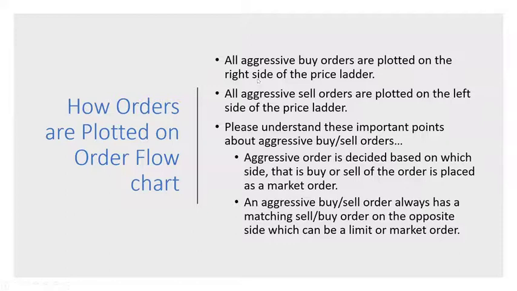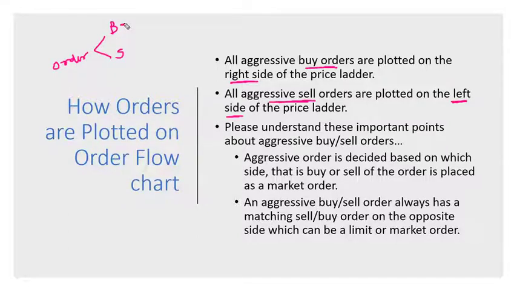How orders are plotted on an order flow chart? All aggressive buy orders are plotted on the right side and aggressive sell orders are plotted on the left side. All right. So what I am saying, an order or executed order, this has two sides, buy and sell.